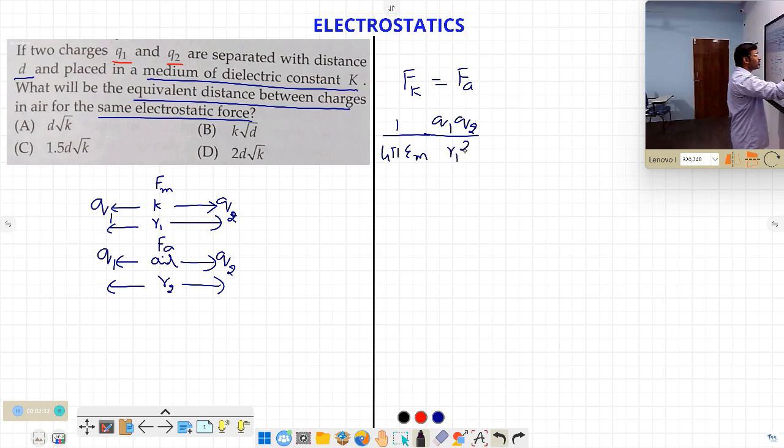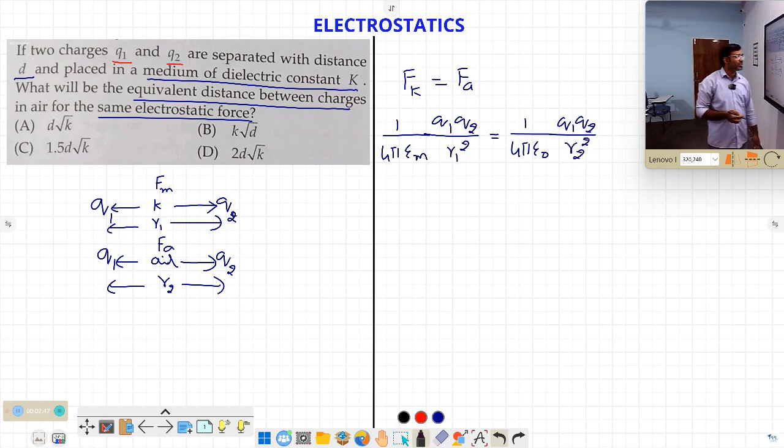That is R1 square, equal to the force between the two charges in air, that is 1 by 4 pi epsilon naught into Q1 Q2 by R2 square. Here you need to understand what is the same: the charges are the same, the distance is not, and here it is the permittivity of the medium while this is the permittivity of free space. I can write the permittivity of the medium as epsilon naught into K, which is called the relative permittivity.